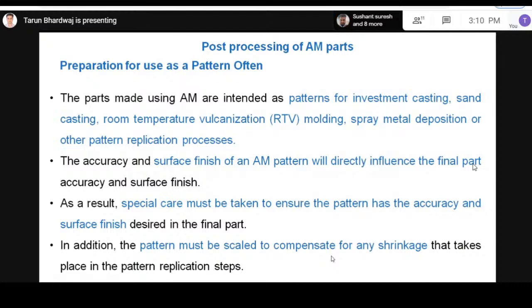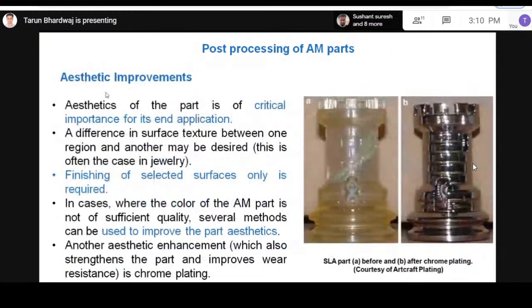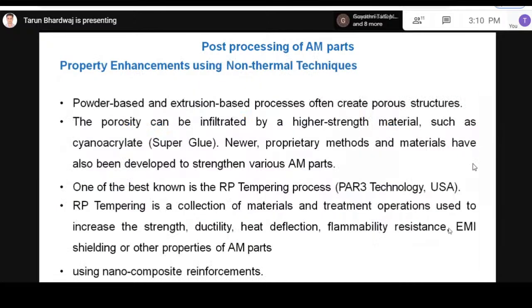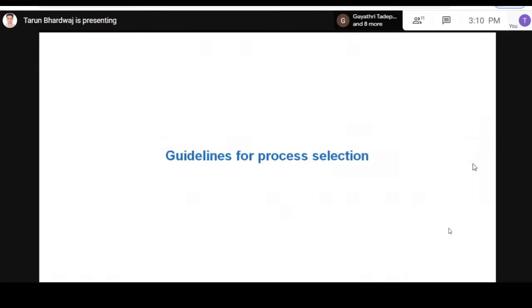So you can see, for aesthetic improvements, an SLA part before and after: we have to do some plating, chrome plating. This is a plastic part and we put a chrome plating on it. So we can do this kind of post processing on the AM parts. And then preparation for use as a pattern, and property enhancement for the non-thermal techniques, as told for the thermal techniques.